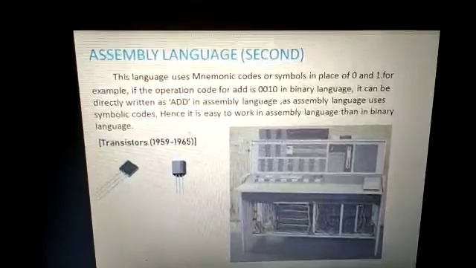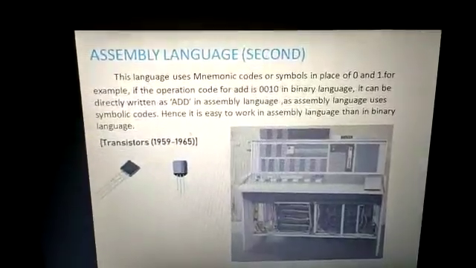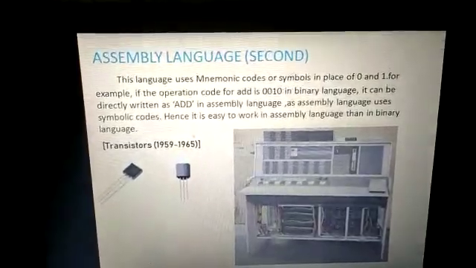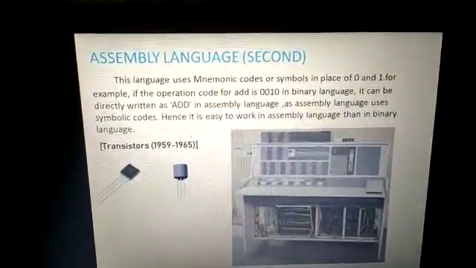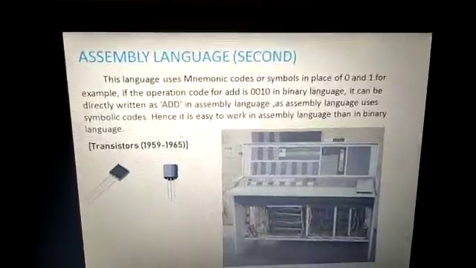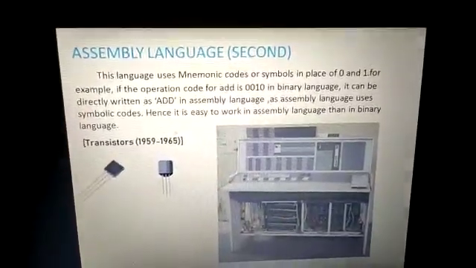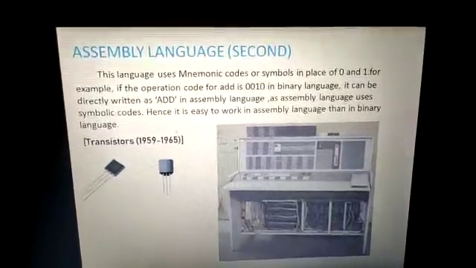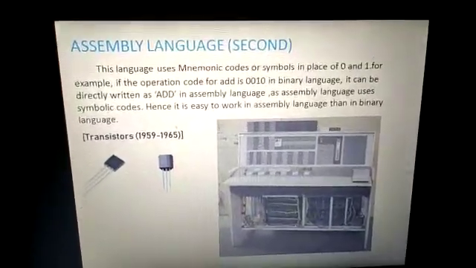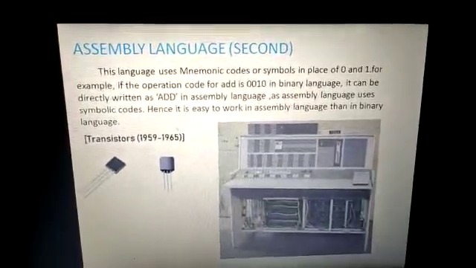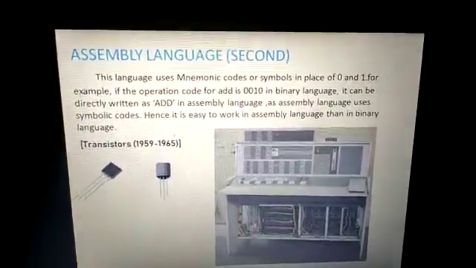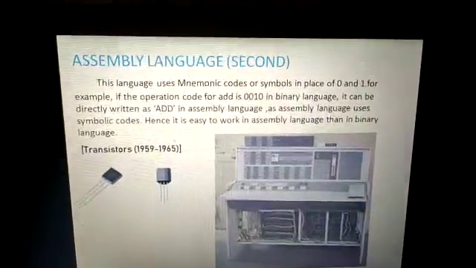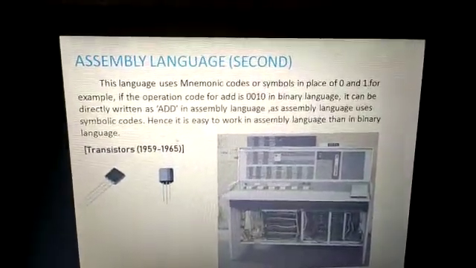The second generation computer used transistors in place of vacuum tubes. As transistors are much smaller than vacuum tubes, the second generation computer is also smaller than the first generation. You can see in the image that, compared to the first generation, the size of the second generation computer is much smaller, and transistors were used. That's why the second generation computer was faster and cheaper as compared to the first generation.